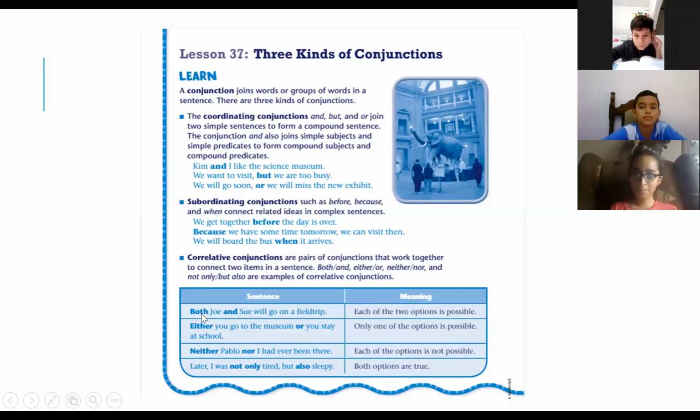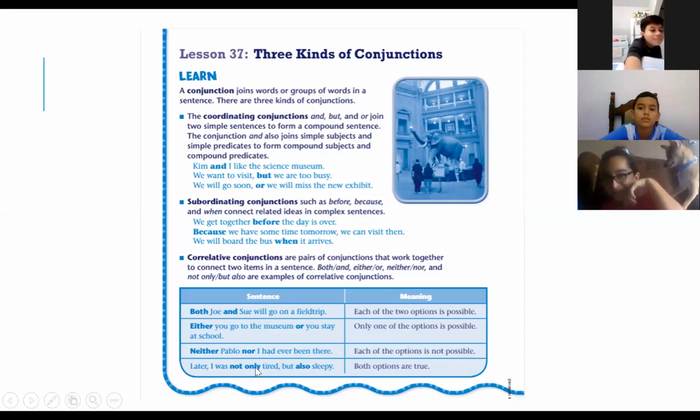So here we have the examples where you can use them. For example, both Joe and Sue will go on a field trip. It means each of the two options is possible. Either you go to the museum or you stay at school. Only one of the options is possible. Neither Pablo nor I had ever been there. So each of the options is not possible when we use neither, nor. Later, I was not only tired, but also sleepy. So both options are true. Questions?